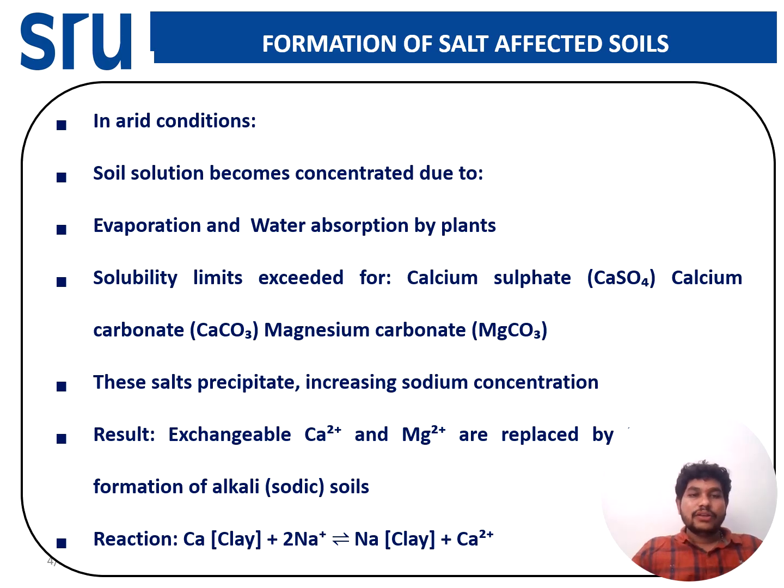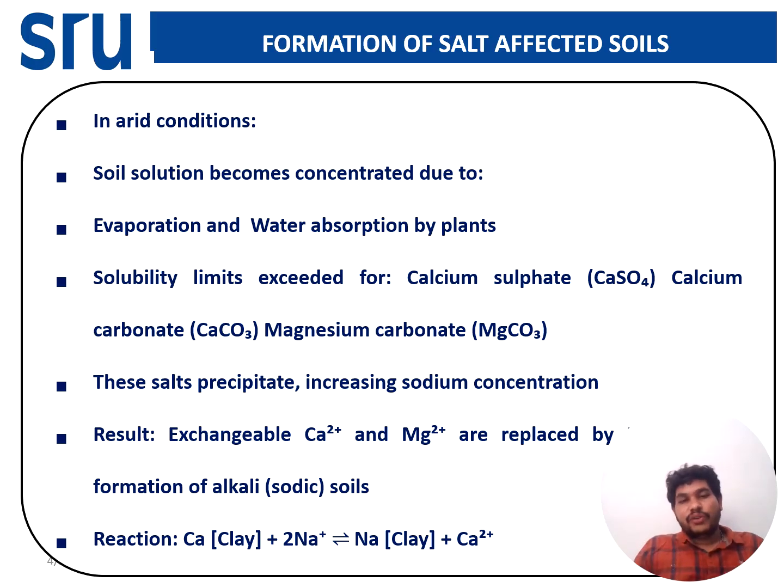In arid regions, when the soil solution becomes concentrated due to evaporation and the absorption of water by the plant, the solubility limit is exceeded. Then the calcium will precipitate as calcium sulfate and calcium carbonate, or magnesium carbonate. Then the sodium concentration will increase. When the sodium concentration increases, the saline soil is converted to sodic soil.